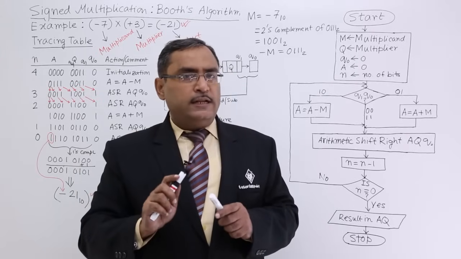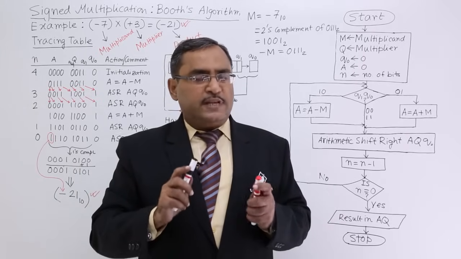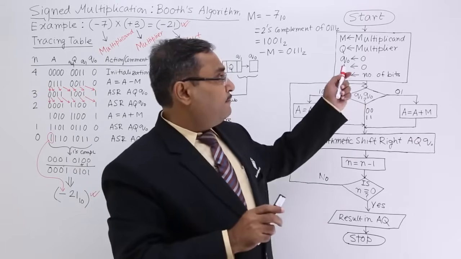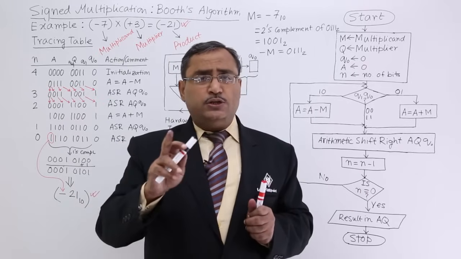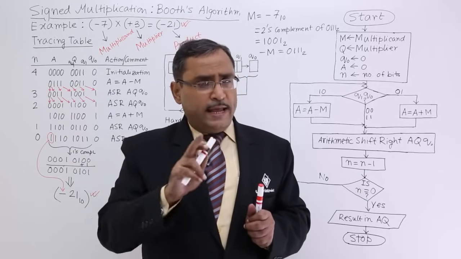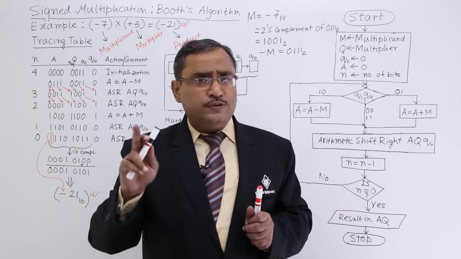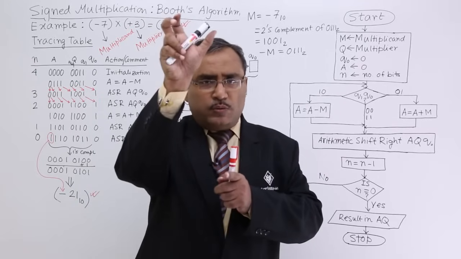So I am going to end this particular session. In this session we have learned signed magnitude multiplication using Booth's algorithm. So this is the flowchart. M is equal to multiplicand, Q is equal to multiplier, A is equal to 0, N is equal to number of bits, Q0 is equal to 0. So that is the initialization part. Before that, start was there.